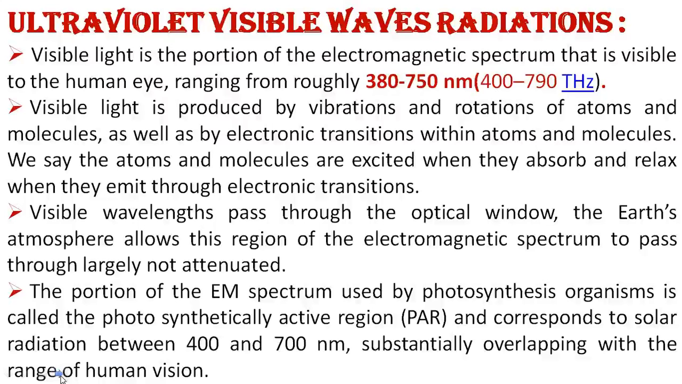Earth's atmosphere allows this region of the electromagnetic spectrum to pass through largely unattenuated. The portion of the electromagnetic spectrum used by photosynthetic organisms is called the photosynthetically active region, PAR for short, and corresponds to solar radiation between 400 and 700 nanometer, substantially overlapping with the range of human vision.